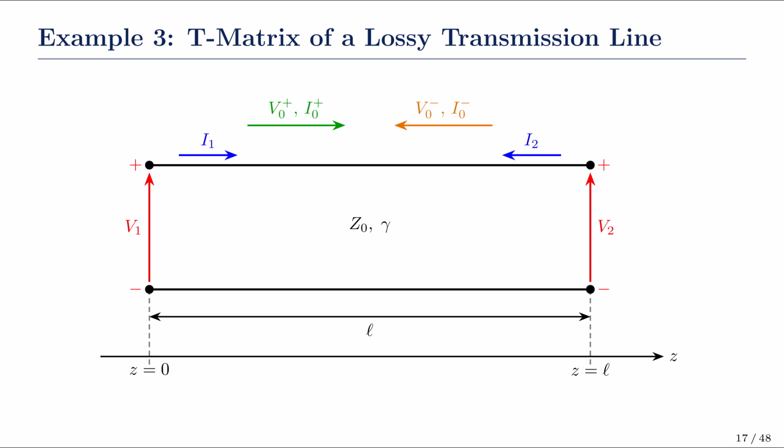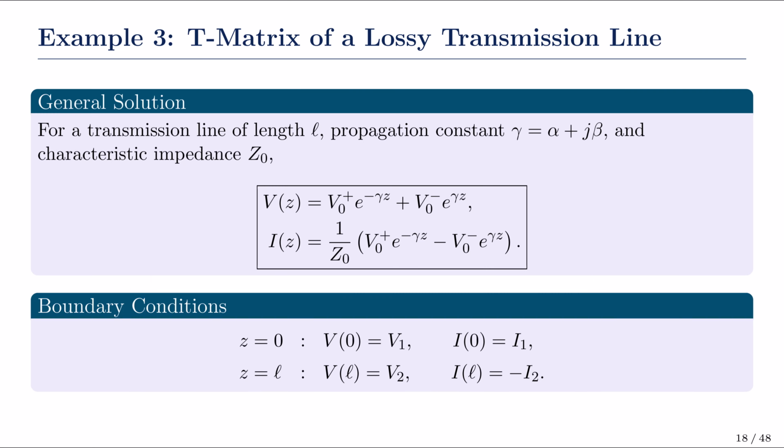The voltage and current can be represented as the superposition of a forward traveling wave and a reflected or backward traveling wave. The coordinate z is measured along the line from z equals 0 at port 1 to z equals L at port 2. For a lossy transmission line, the propagation constant is gamma equals alpha plus j beta. The parameter alpha describes attenuation, while beta describes phase variation along the line.